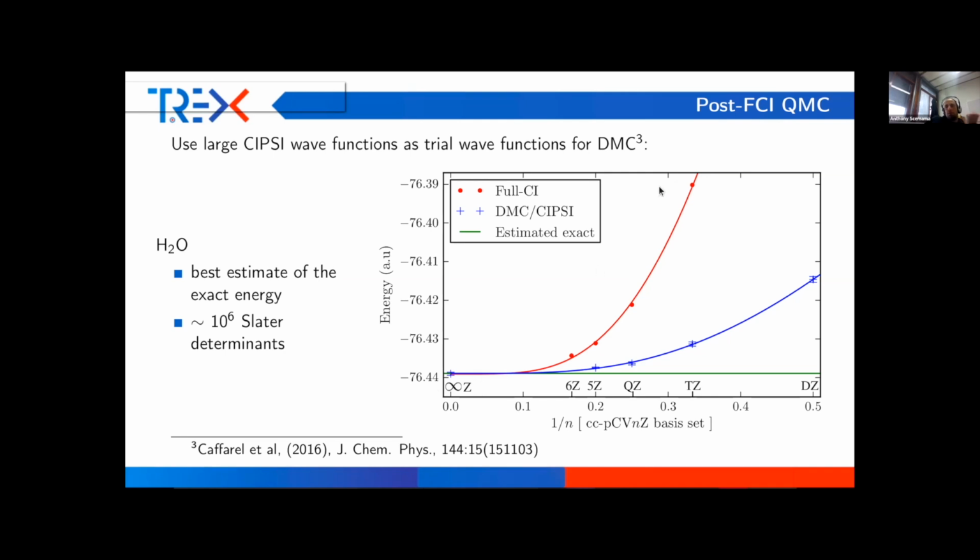And if you use the full CI wave function as a trial wave function for QMC, this is the diffusion Monte Carlo energy that you obtain. So you see that you really gain a lot by doing DMC, and they converge to the same value. And as this curve is more flat than this one, it is easier to extrapolate here, and so we were able to give a very accurate estimate of the exact energy of the water molecule using this technique. In these calculations, we were using up to 1 million Slater determinants.